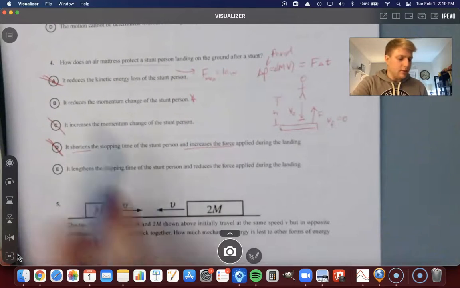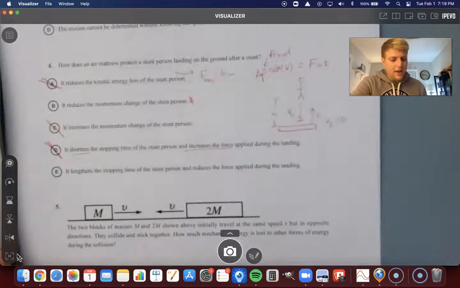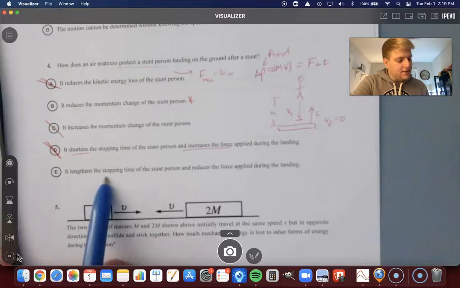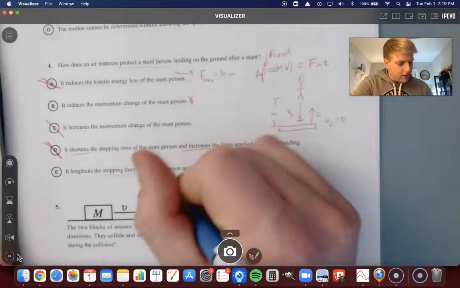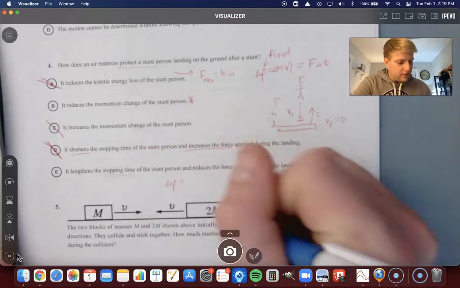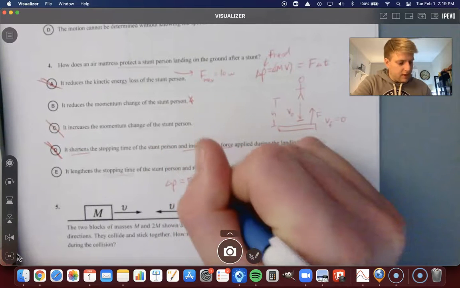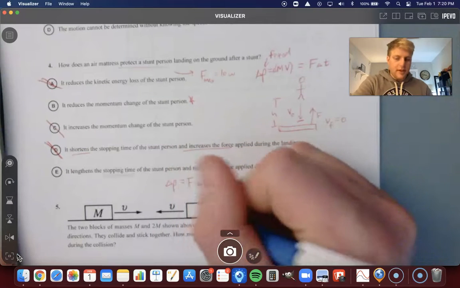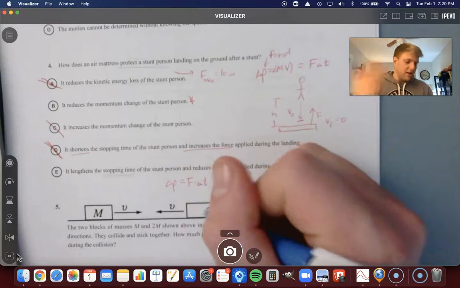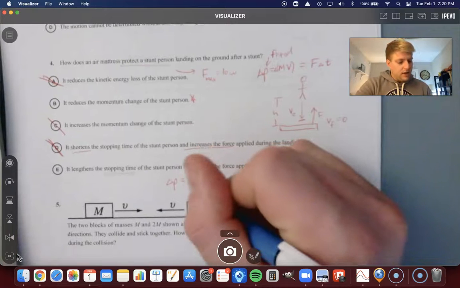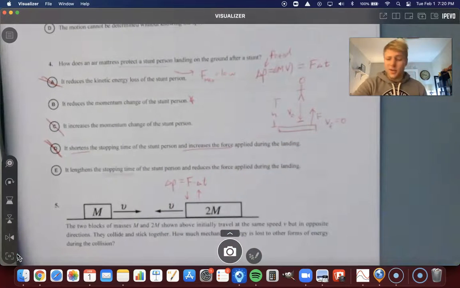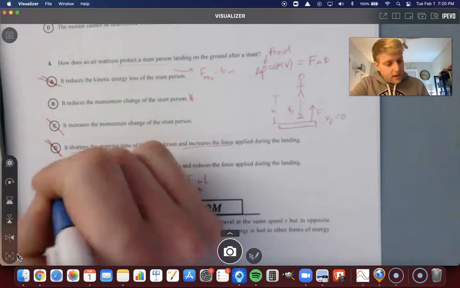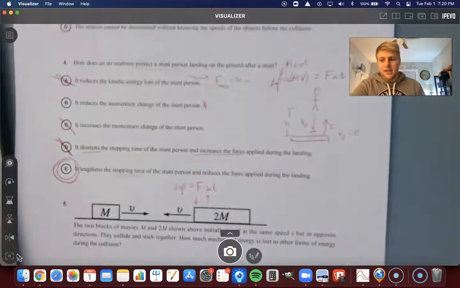We haven't even read the last one. We think B might be out. Let's check E really fast. It lengthens the stopping time, which is what we said we want. That's good. Remember, delta P is a fixed number. F times delta T. These 2 numbers multiplied together have to equal some number. Let's just say it's 100. So if we make delta T bigger, then the force has to get smaller, which is safer for the person. So the answer here is definitely E.